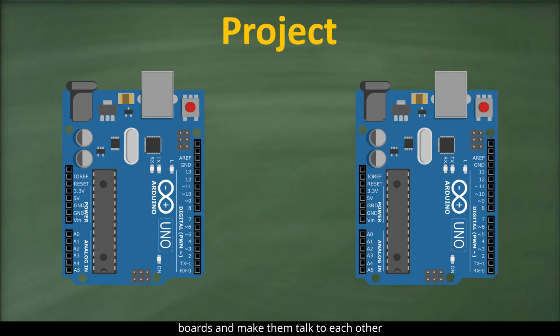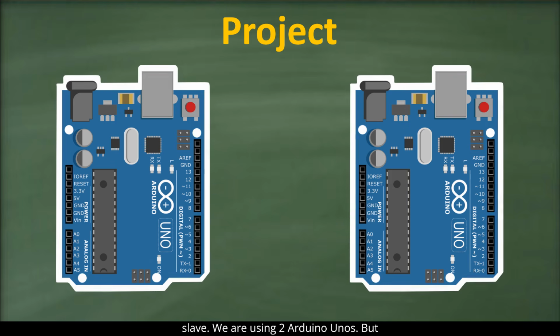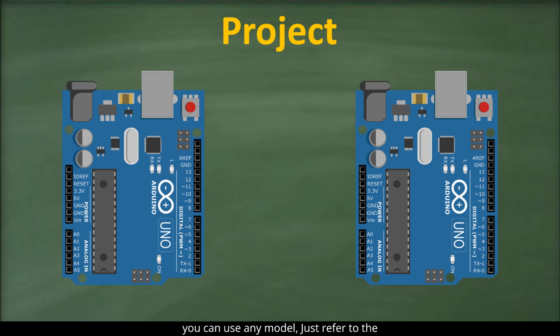Now let's hook up two Arduino boards and make them talk to each other via I2C protocol. One Arduino will act as the master and the other as the slave. We're using two Arduino Unos, but you can use any model. Just refer to the chart we discussed earlier for the correct pins. Here's how the connections look.